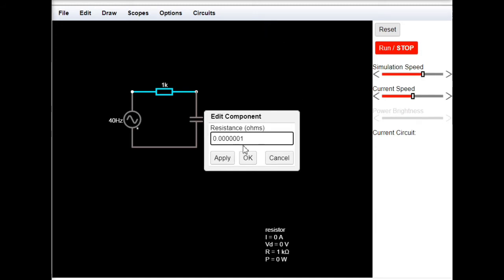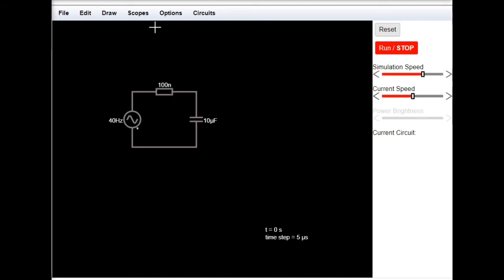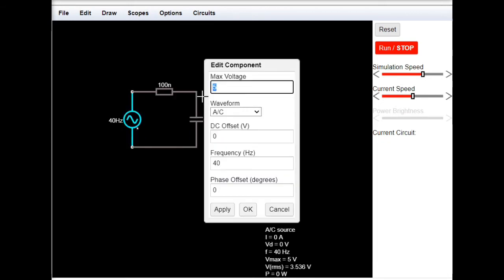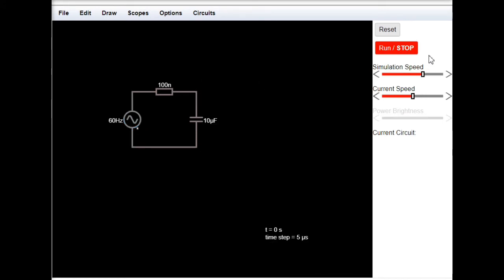So I'm just gonna make sure this resistance is very, very small. So I'm gonna apply 10 volts, and this one, the maximum voltage, is gonna be 10 volts. And the frequency for the United States is 60 hertz. Then if I run it, you're gonna see this is running pretty smoothly, right?